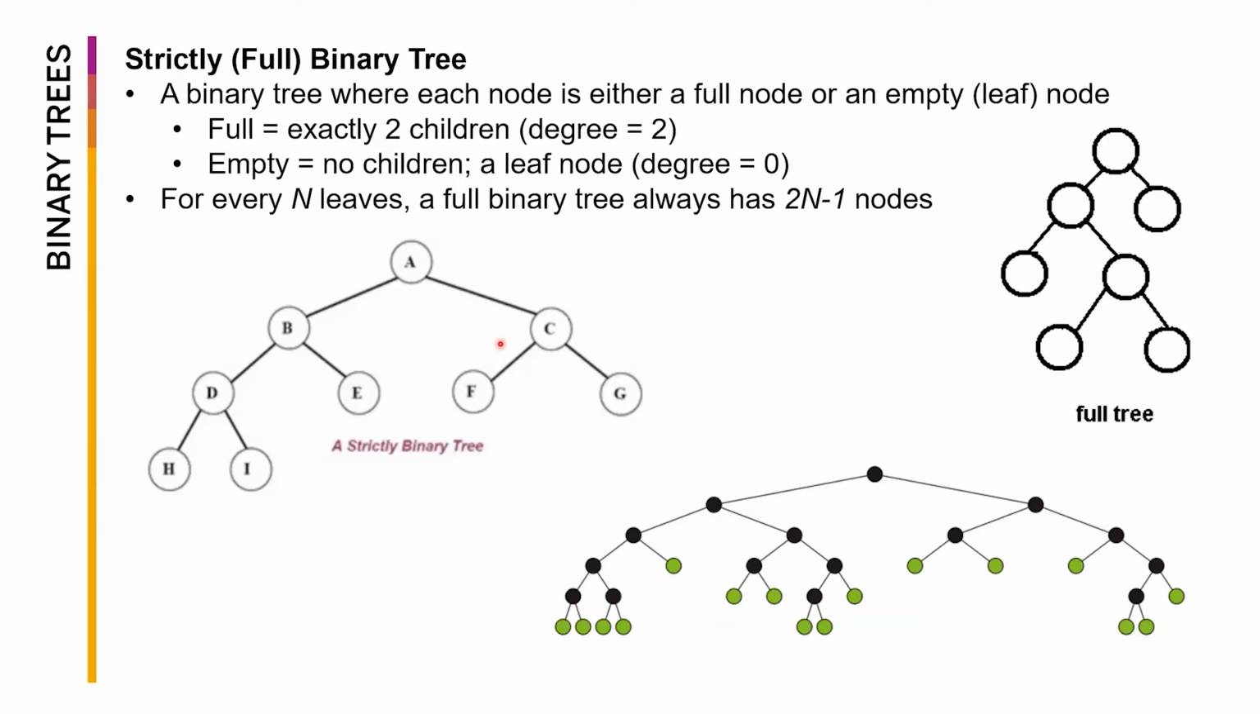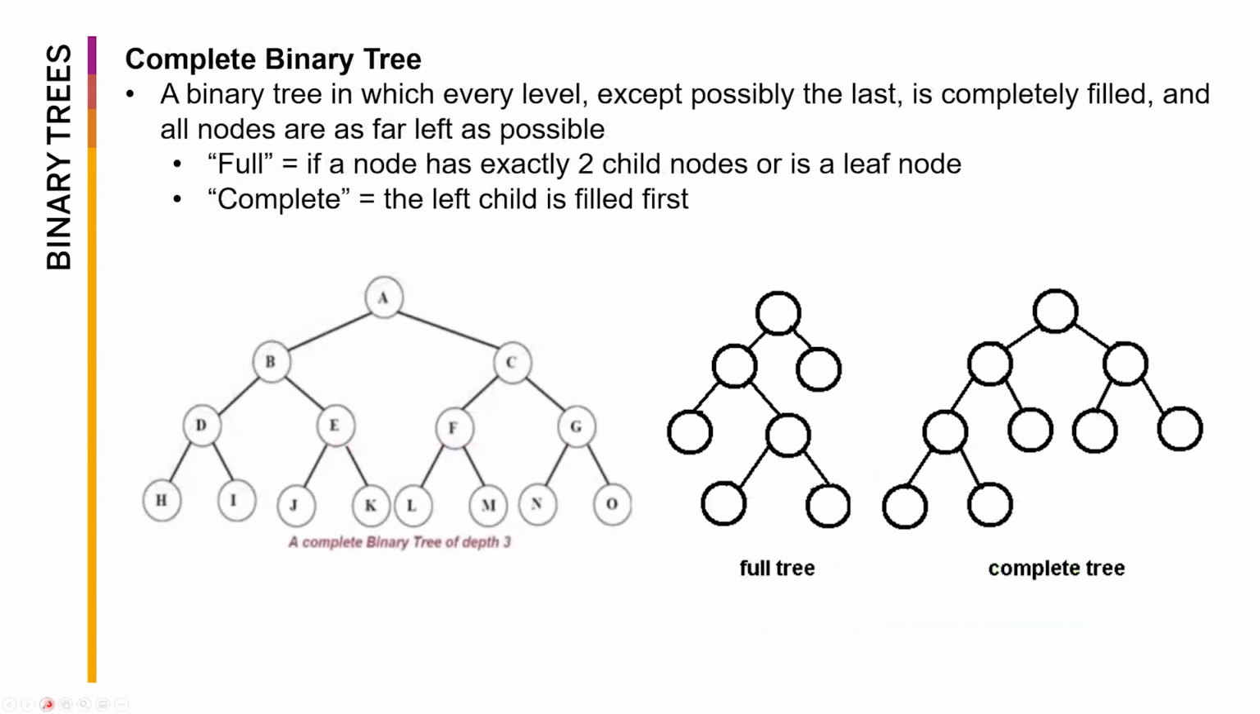So now the next type of tree here is a complete binary tree. So it's a binary tree in which every level except possibly the last is completely filled and all nodes are as far left as possible.